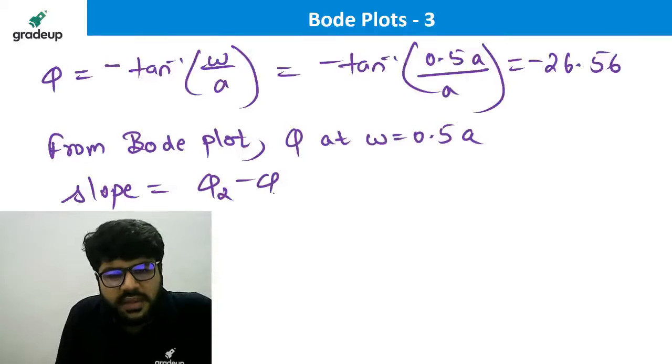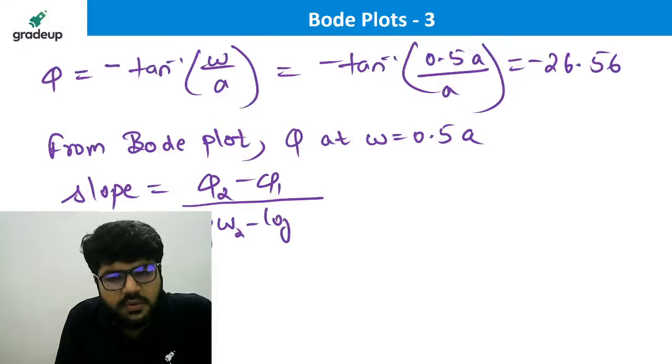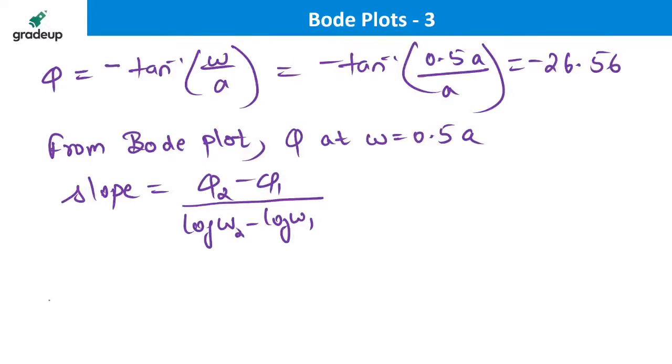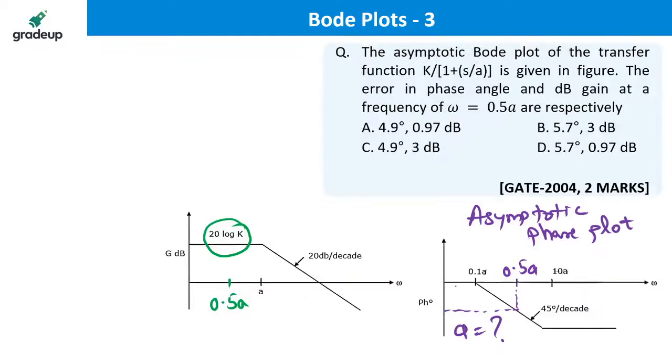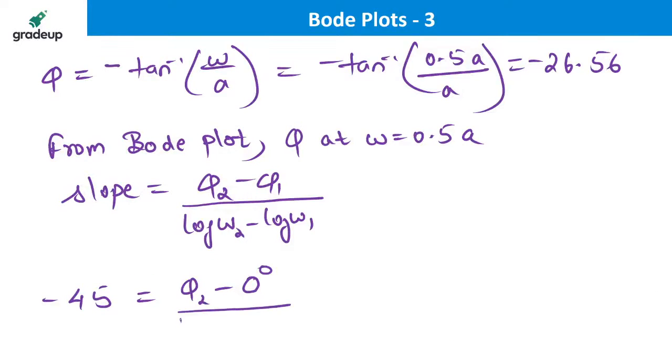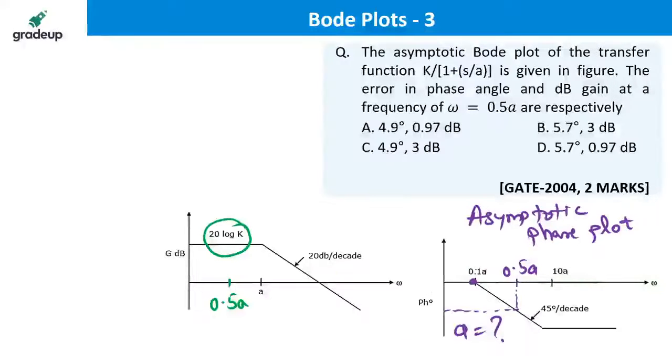Slope is phi2 minus phi1 divided by log omega 2 minus log omega 1. That means slope minus 45 is equal to phi 2 minus phi 1. Taking these 2 points, here the phase is 0 degree. So phi 2 minus 0 divided by log of omega 2, 0.5a, minus log of 0.1a. Look at the first point given. The frequency at the first point given is 0.1a. This one.